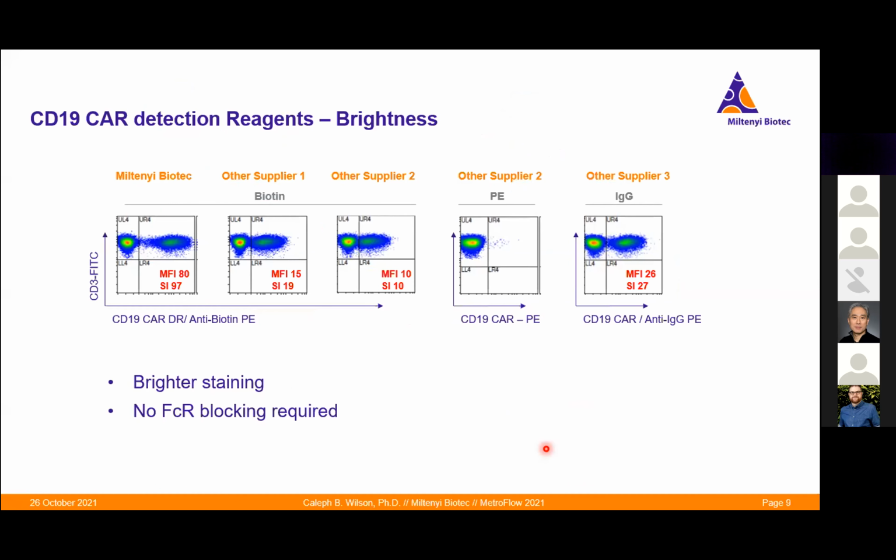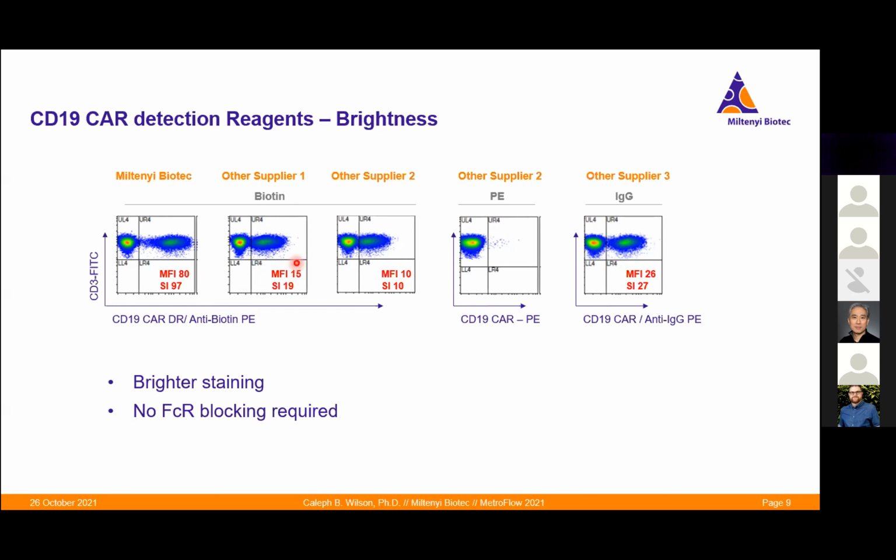So jumping right in and talk about some data. What we're going to do is walk you through this data and help you understand why we consider our CAR detection reagents to be superior to other commercially available ones. So if we look at the Miltenyi CAR detection reagent, in this case, the full-length fusion protein CAR DR is biotinylated, and then we come back with our REAffinity anti-biotin antibody as a secondary to stain for those. If we take a look at the MFI on this signal, and these are all the same cells that are stained with different reagents, the MFI is 80, stain index is 97.